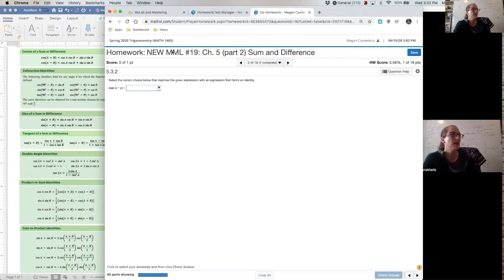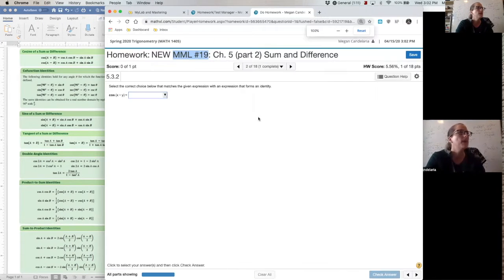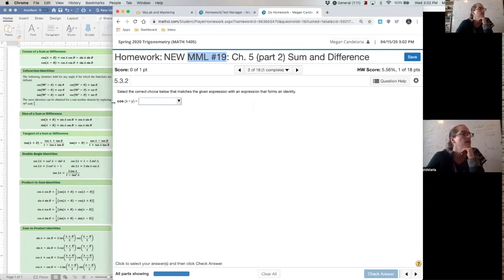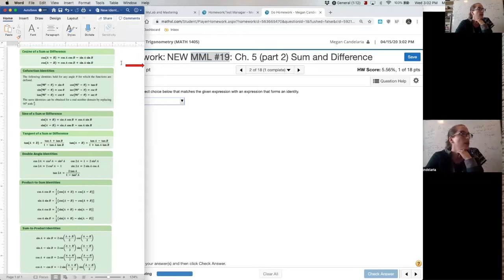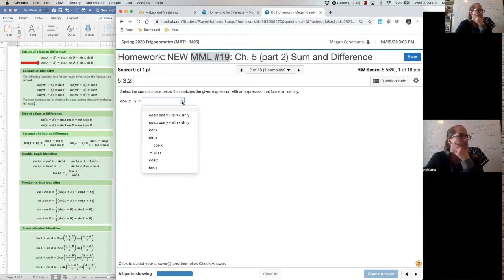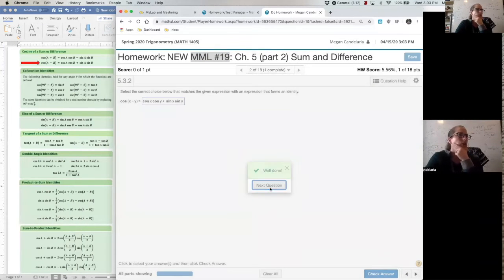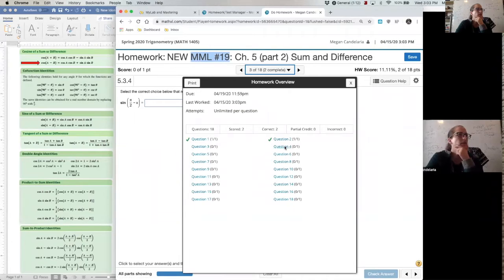I'm on number 2. So this is My Math Lab number 19. I'm looking at problem 2. Select the correct choice below that matches the given expression with the identity. Okay, so make that a little bigger. We're going to come over here to our identities page and notice that we have cosine of x minus y. So this is cosine of a difference. So we're going to be using this little equation right here: cosine of a minus b equals cosine a cosine b plus sine a sine b. Notice that this subtraction translates to addition here. So I'm going to pick cosine x cosine y plus sine x sine y. Woohoo! All right, so let's go ahead and actually go to number 4.